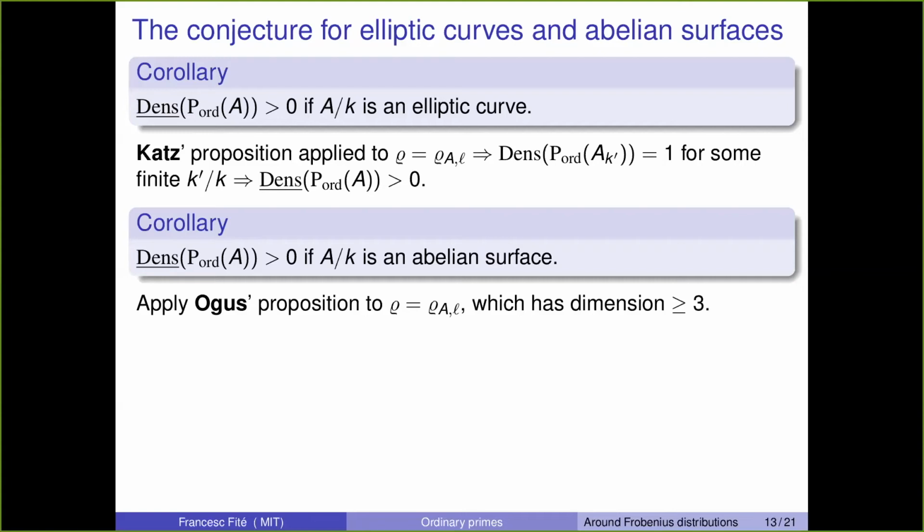And in the case of abelian surfaces, all you have to do is to apply Ogus' proposition to the representation attached to the abelian surface, which I know has dimension at least 3.